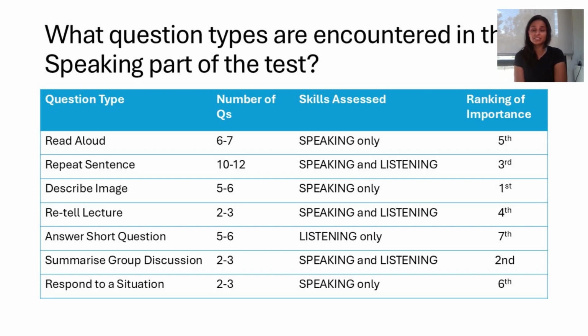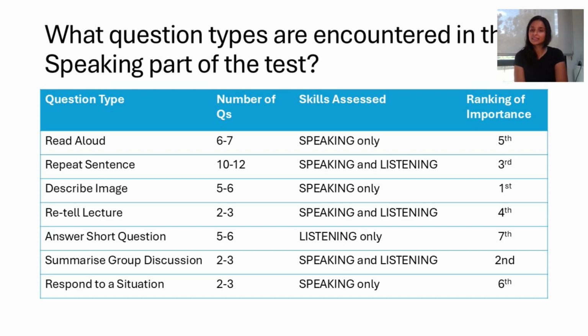At the beginning of the test, you're going to have read aloud 6 to 7 times, but it is not the most important question type and it assesses only your speaking. The second question type that you will see is repeat sentence. You will have to do this question type 10 to 12 times and it assesses both your speaking and listening. And if you notice here for the ranking of importance, it is the third most important question type in the test.